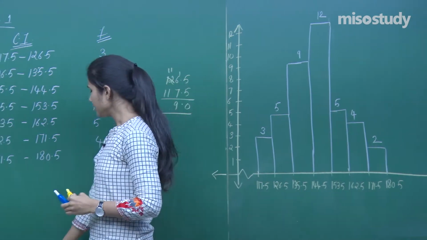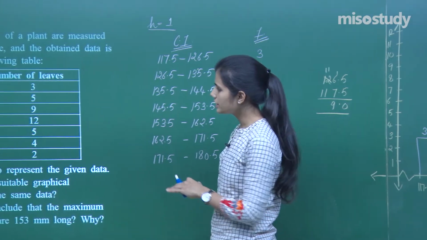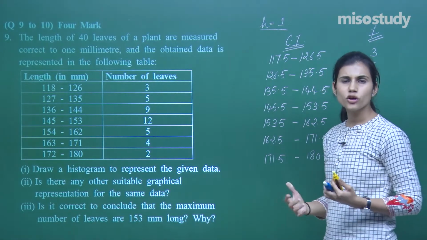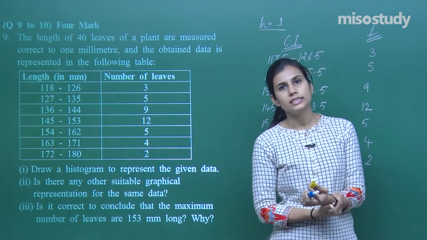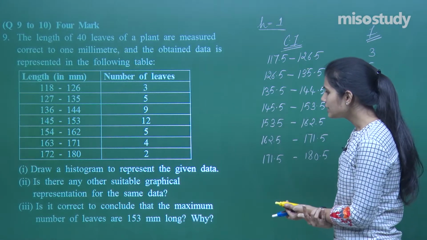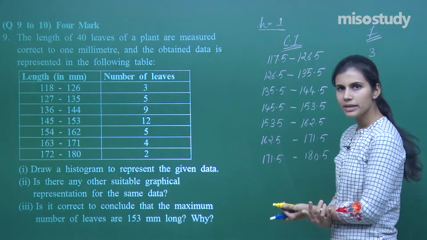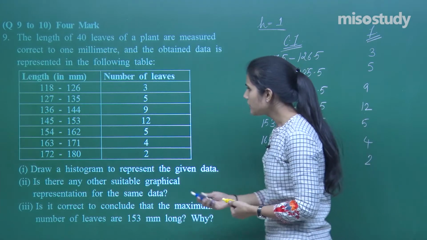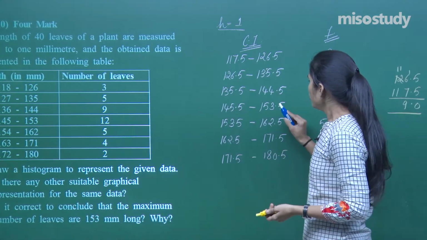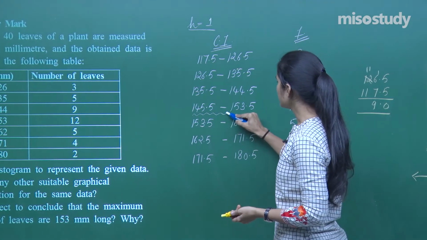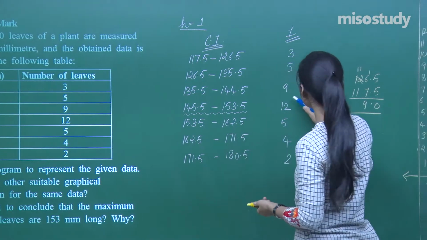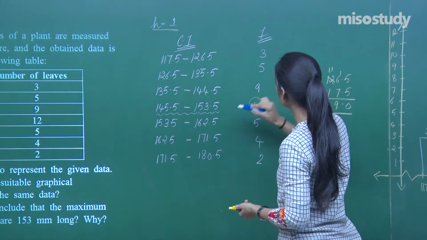Clear? Next question says, first of all, is there any other suitable graphical representation for the same data? Yes, of course, you can also draw a frequency polygon for the same data. Is it correct to conclude that the maximum number of leaves are 153 millimeters long? Let's come to this data. 153 is included in this class interval. This has frequency as 12.